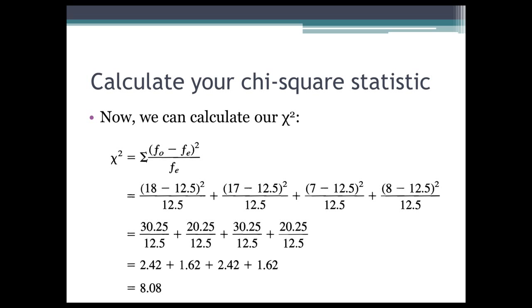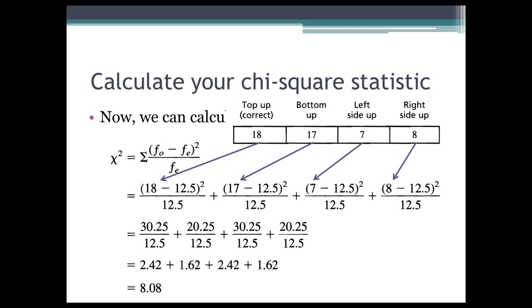Now we can calculate our chi-square. It's the same formula that we just discussed. So the F sub O minus F sub E for each cell. So where did you have 18 minus 12.5 squared? But where does that 18 come from? It comes from our original data, the observed frequency. And then the 17 and the 7 and the 8 all come from the original data, minus the expected frequency, which comes from our null of what we hypothesized to be true, that there'd be no preference among those categories. So then you do the math and you end up with a chi-square test statistic value of 8.08.